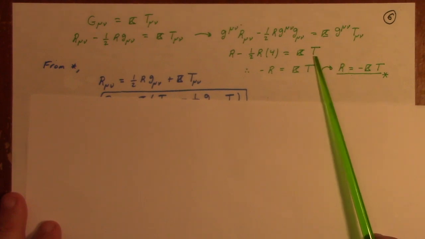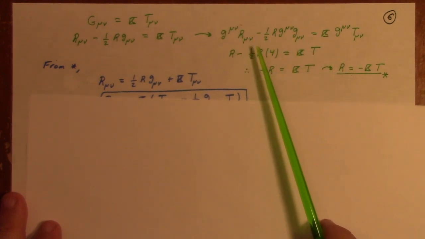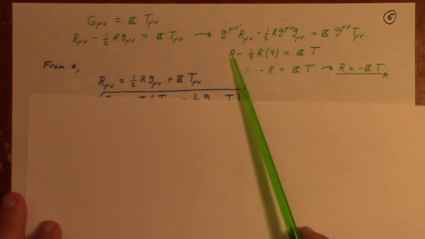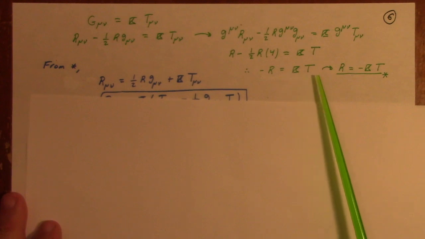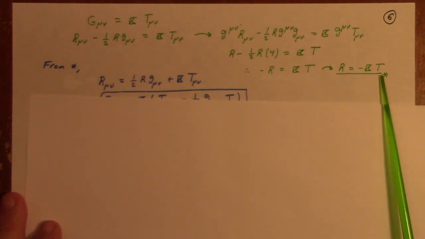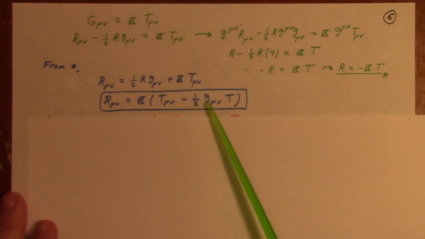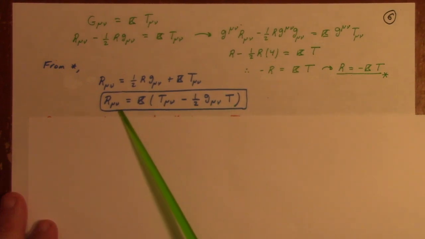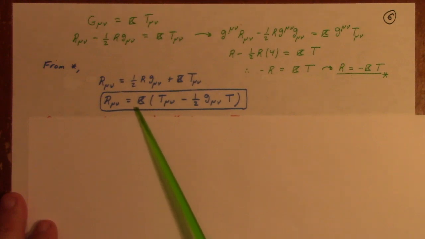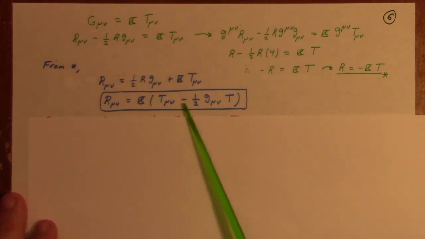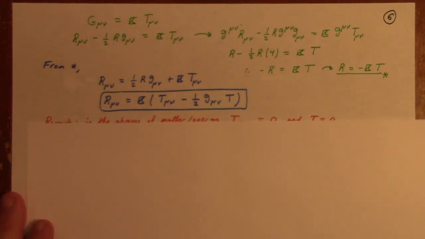we get the trace of the stress energy tensor, and the Ricci tensor contracts to the Ricci scalar, and that gives us R is equal to minus kappa T. And when you plug that back into the proposed Einstein equation, you just get this. If you solve for the Ricci tensor, you get the Ricci tensor equal to kappa times the stress energy tensor minus 1/2 the metric times the trace of the stress energy tensor.